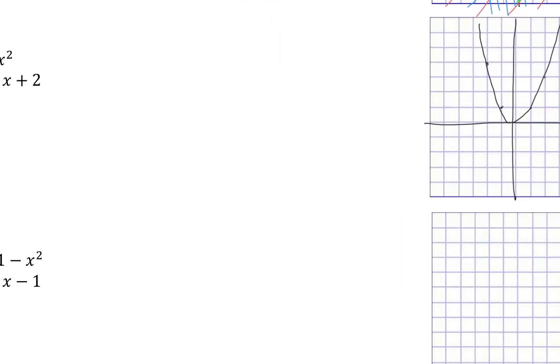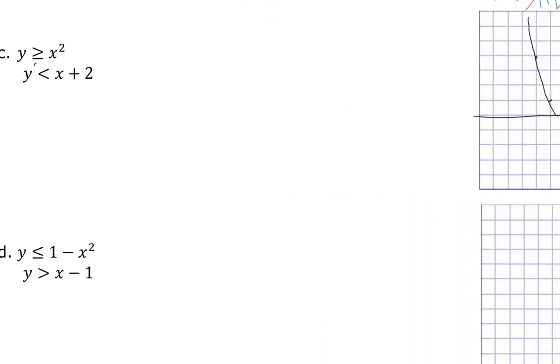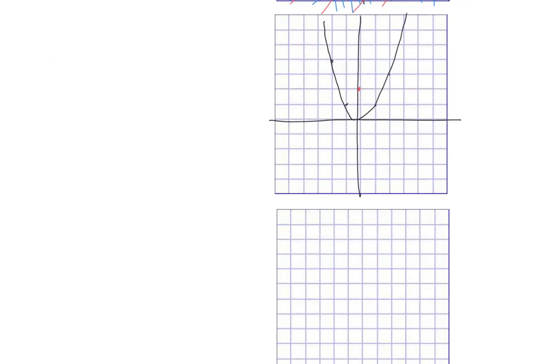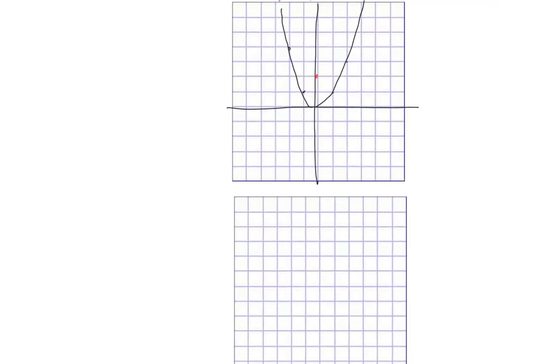So it's going to go through (1, 1), (2, 4), and it's going to look something like this. It's a terrible parabola, and it is a solid line because we have inclusive. Now here's an equation of the form y equals mx plus b, and I put 2. So it's going to go through 2. It's going to have a slope of 1, and it's a dashed line. So here's my dashed line.